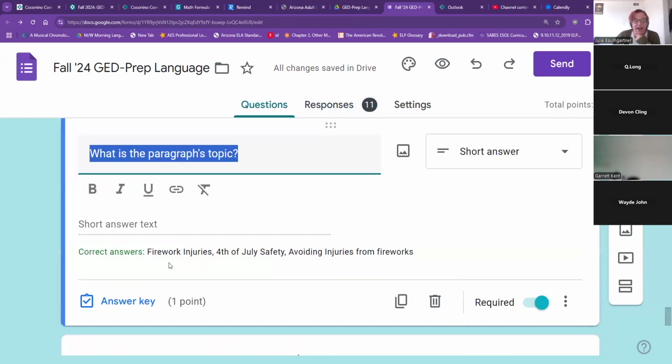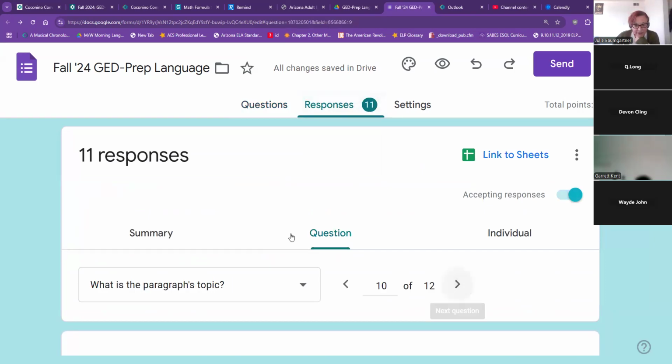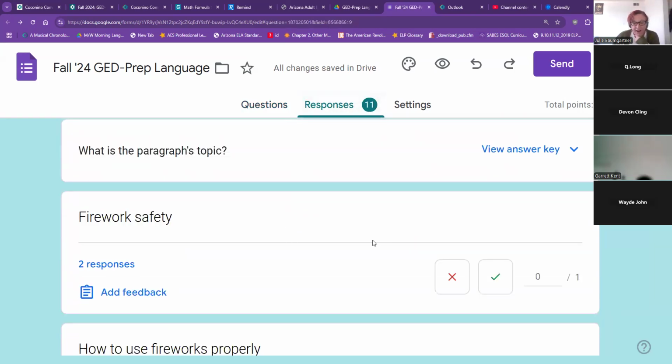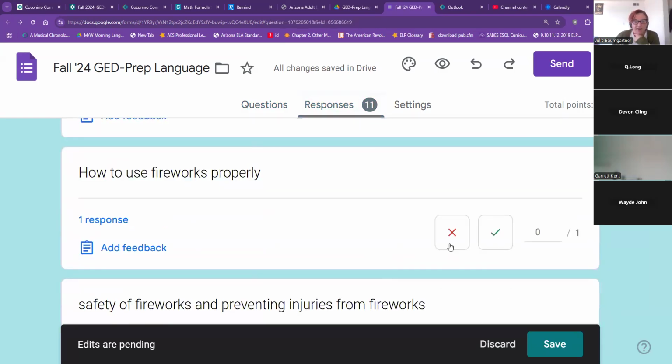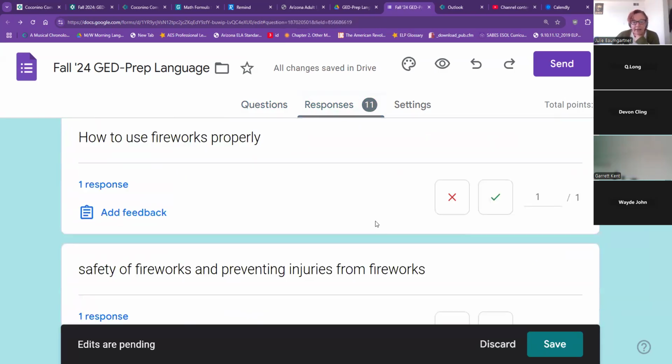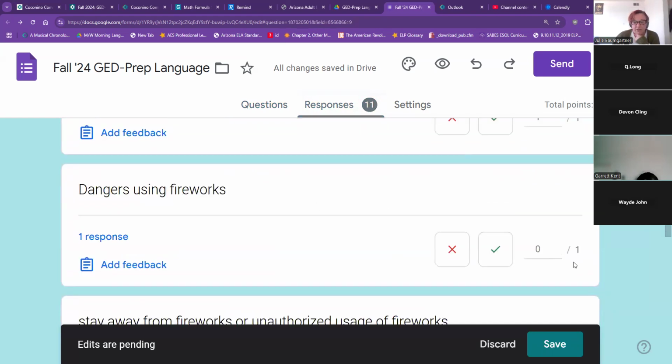All right, so yeah, the answers I put in there, you know, firework injuries, avoiding injuries, maybe 4th of July safety. Like I said, it's always probably going to be near impossible. Let's see how you guys did on these. Okay, firework safety, I would say that one's good. How to use fireworks properly, I like that. Safety of fireworks, good. Good.